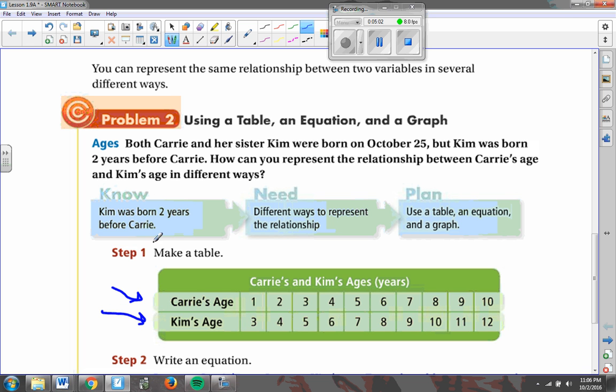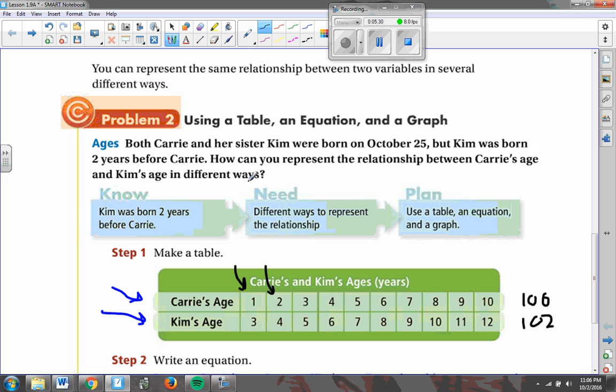in different years. So what they're saying here is when Carrie was 1 year old, Kim was 3. When Carrie was 2 years old, Kim was 4. 3, 5, 4, 6, 5, 7, and so on. When Carrie is 10, Kim is 12. When Carrie is 100, Kim will be 102. Okay, so they're just making a table out of this pattern. And what they want us to do is write an equation now from this table.